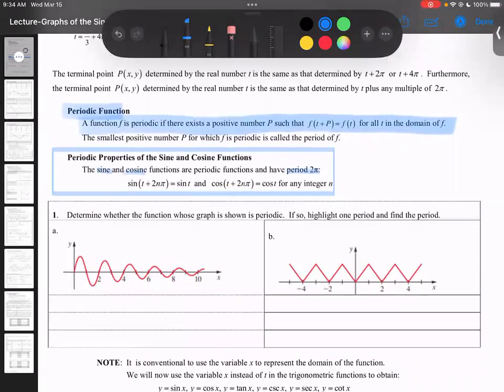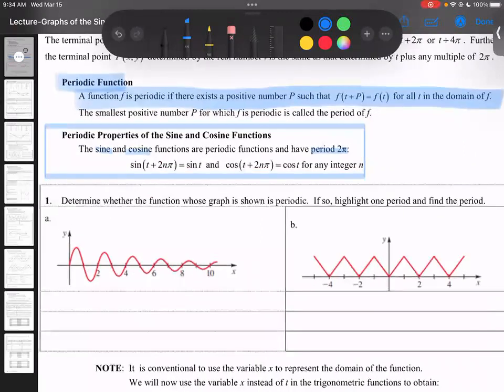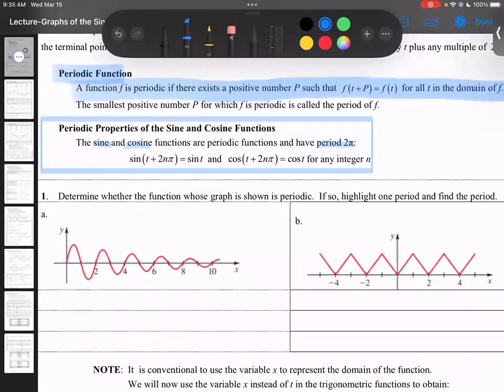Determine whether the function whose graph is shown is periodic. One more thing. Oh, no, not nothing. I said that before. 1a, is it periodic? It looks like it, but it's not. Remember, periodic function is what? I say that f of t plus 2n pi is equal to f of t.